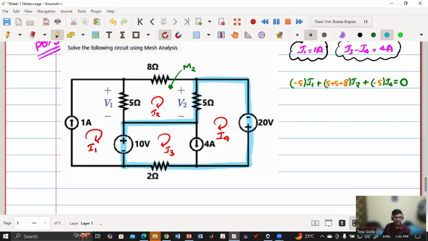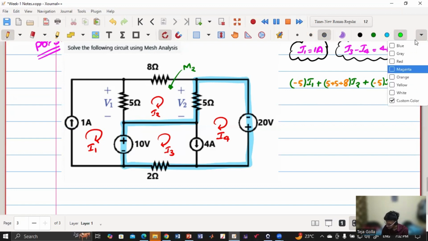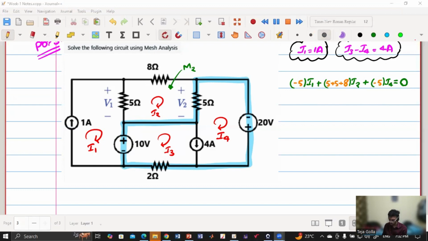So I will apply KVL in this super mesh. First of all, let me make some things very clear. Here the number of equations depends on the number of unknowns, that is, currents. So we have here basically 4 unknowns, and we have to calculate these 4 unknowns using 4 equations.